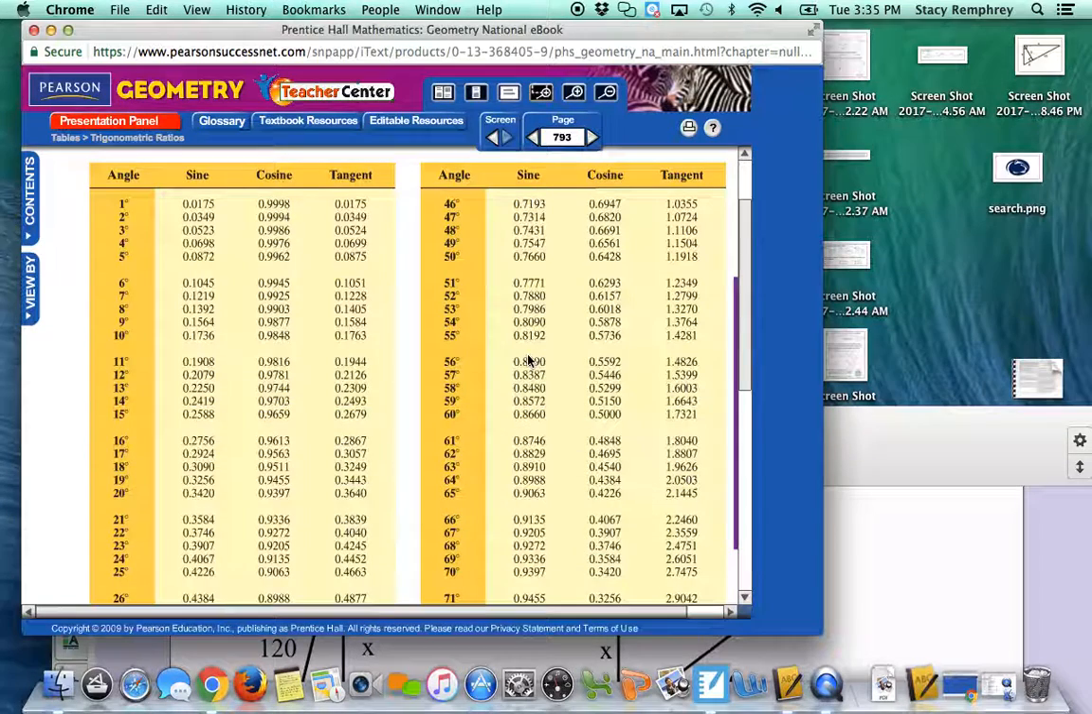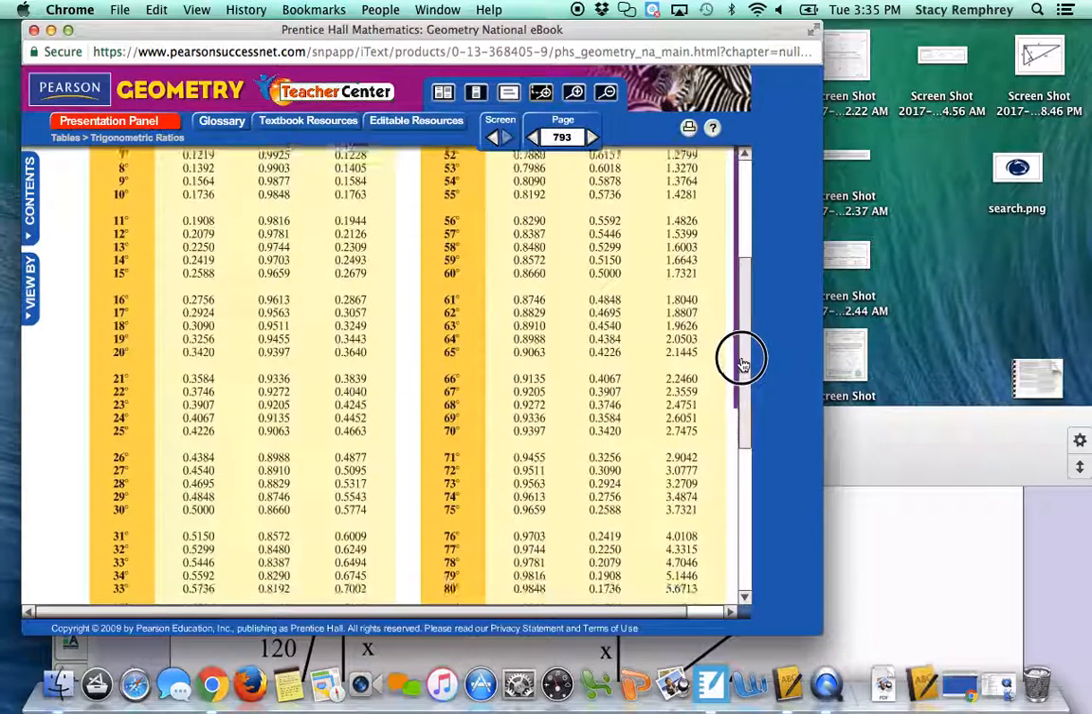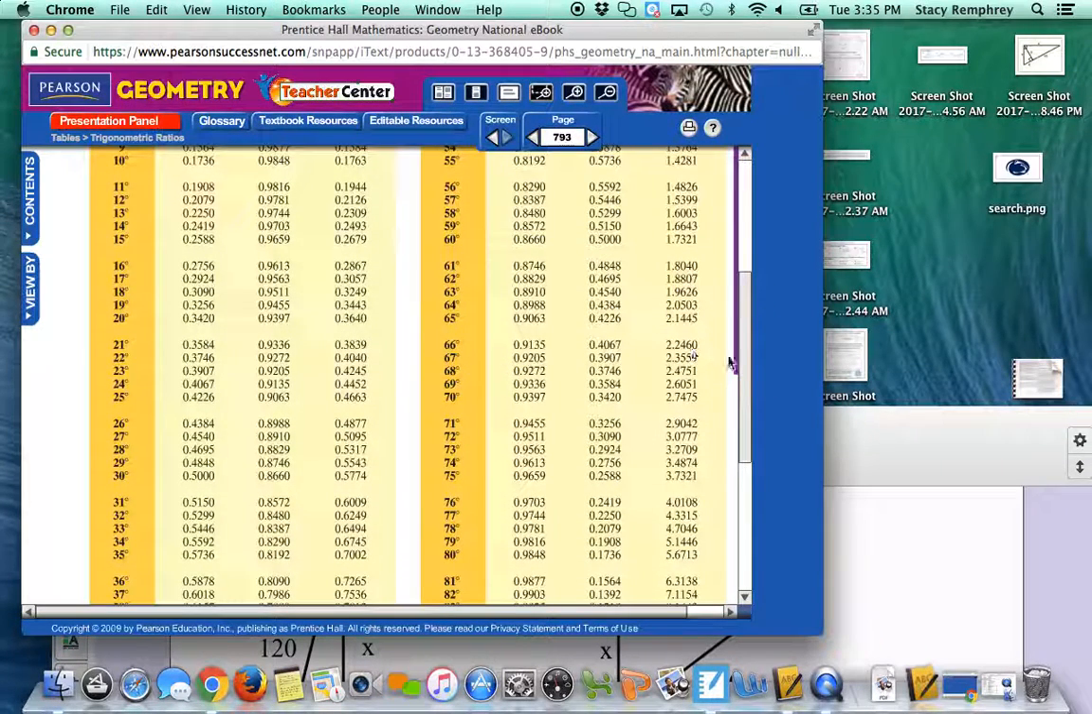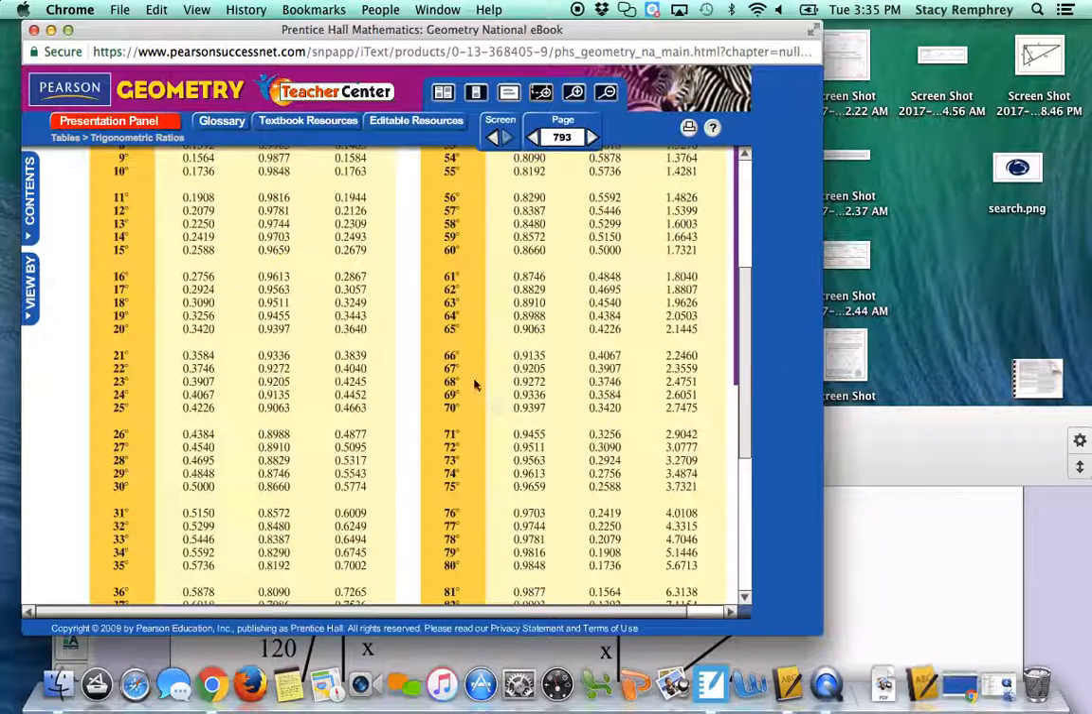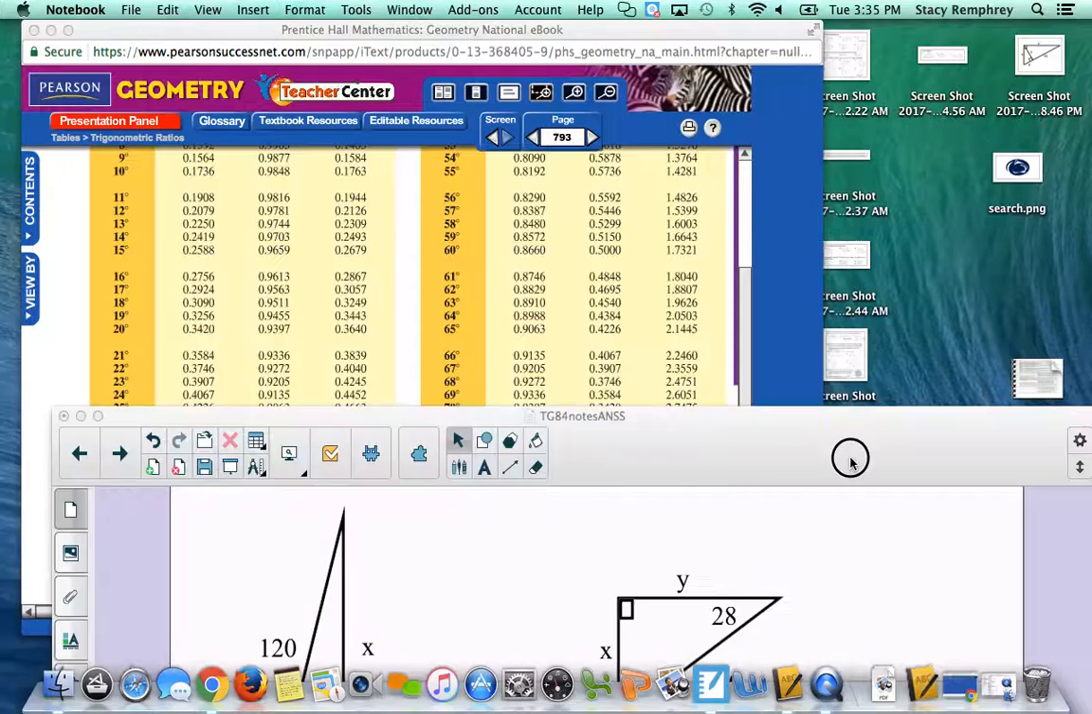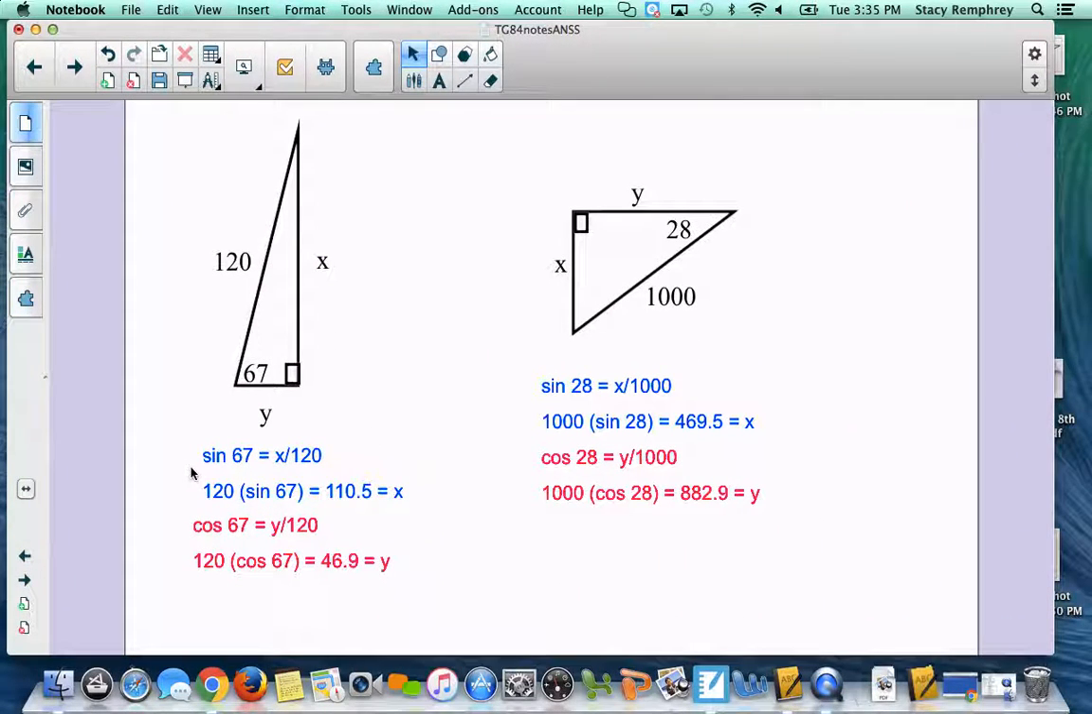So basically, again, I'm looking for what number, when I divide it by 120, will I get 0.9205? The first column is sine. What number when I divide it by 120 will give me this number right here, the sine of 67? Okay, so I multiplied both sides by 120. This is exactly what I would type in my calculator, this exact thing right here, and I get 110.5.